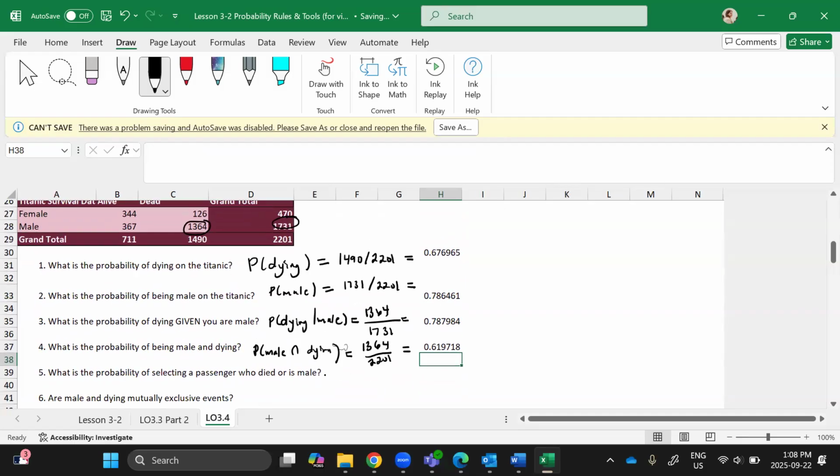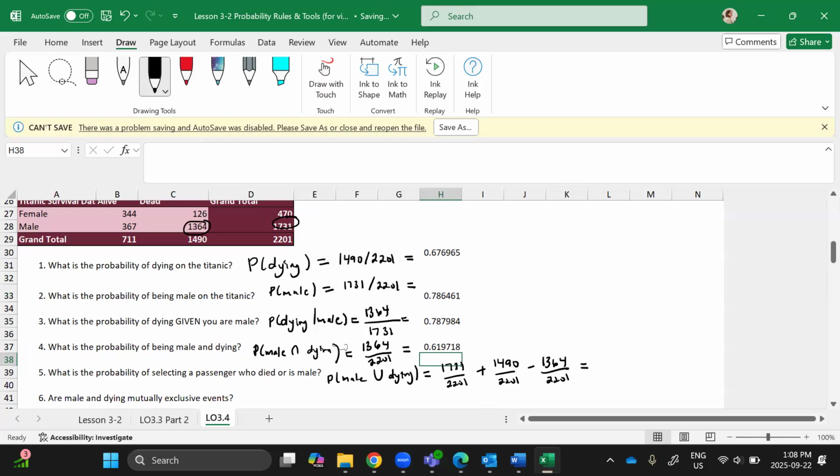If you want or, it takes a little bit more work. Male or dying takes more work because there's not really a faster way to speed this one up. You'd have to do the probability of being male, the 1731, plus the probability of dying, which was 1490, minus where they occur together, the males that died, otherwise you would double count.